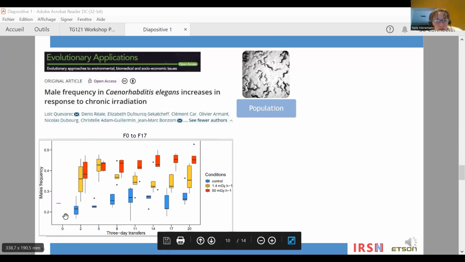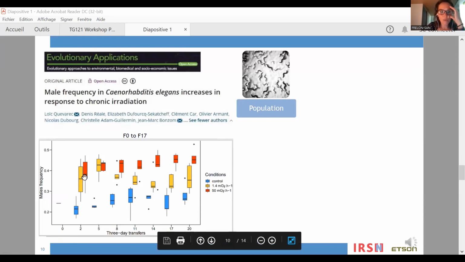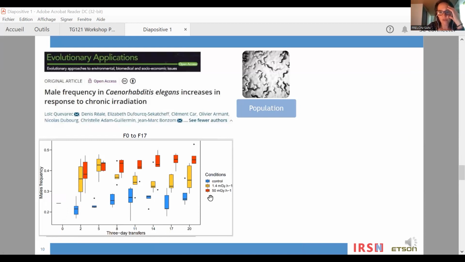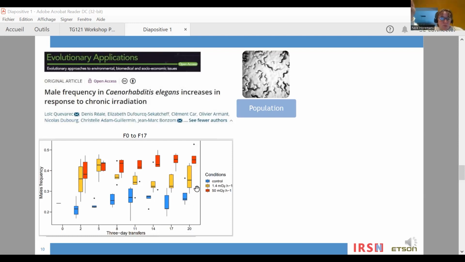So are these the different generations? Because it says 3-day transfer, but every 3 days it's a new generation. Yeah. And so we see that the male rate increases for the higher dose rate and stays stable. Yeah. And it's quite different for the lower dose rate. It seems to be cyclic, not cyclic, but at least it goes up and it goes down.